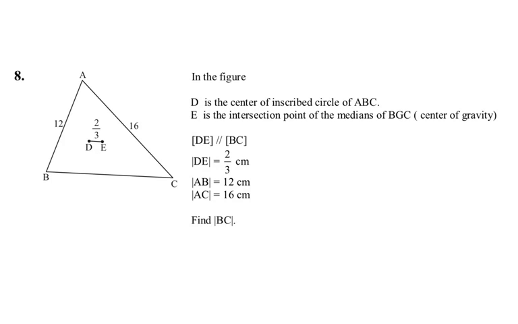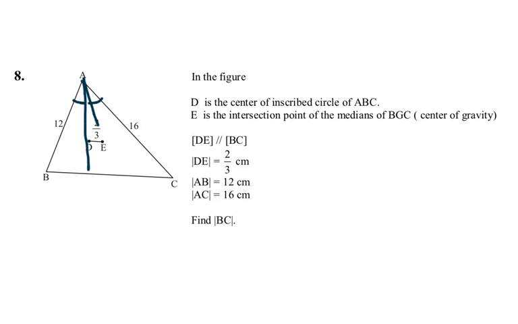Right, so in this example we can see we've got D is the centre of an inscribed circle. So if we join the dots with vertex A, if that's the inscribed circle, then we know that these two angles must be equal because that's the angle bisector.